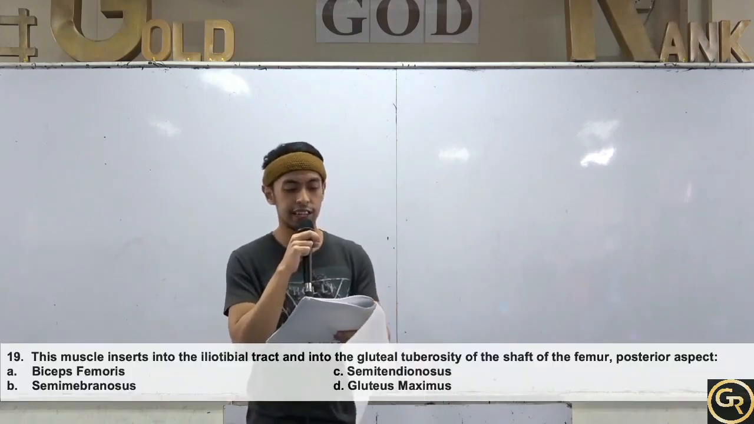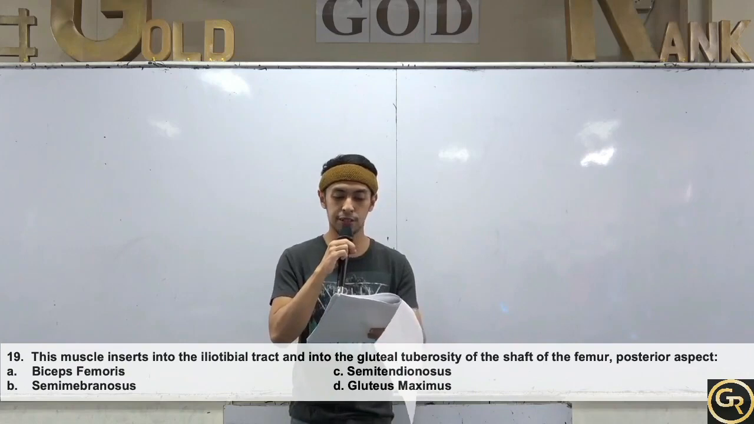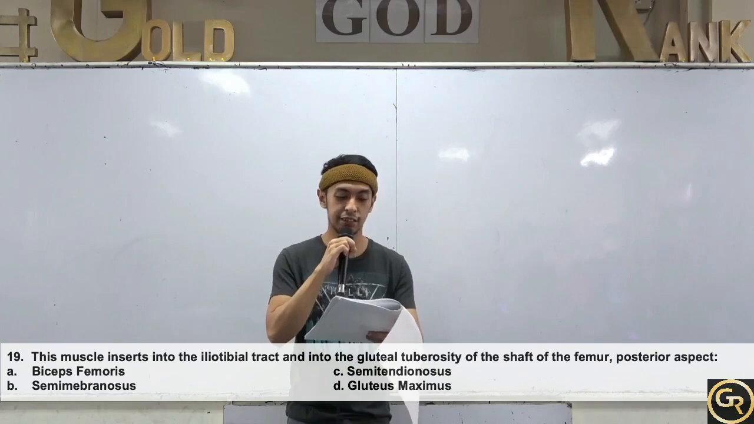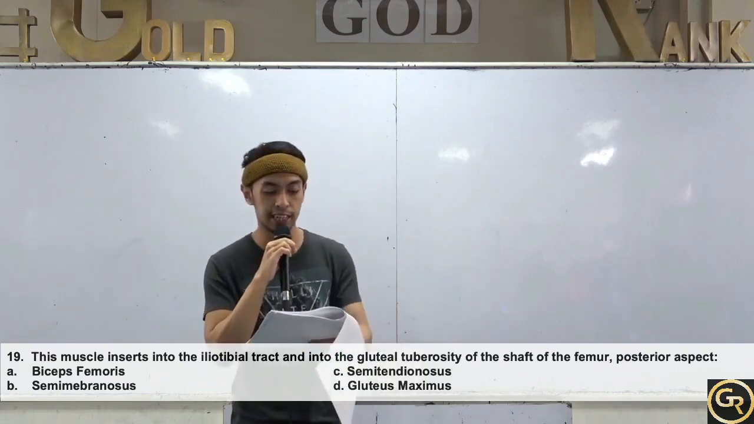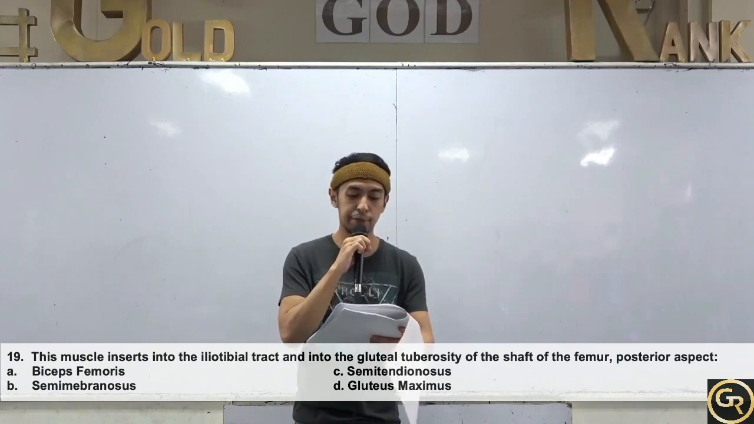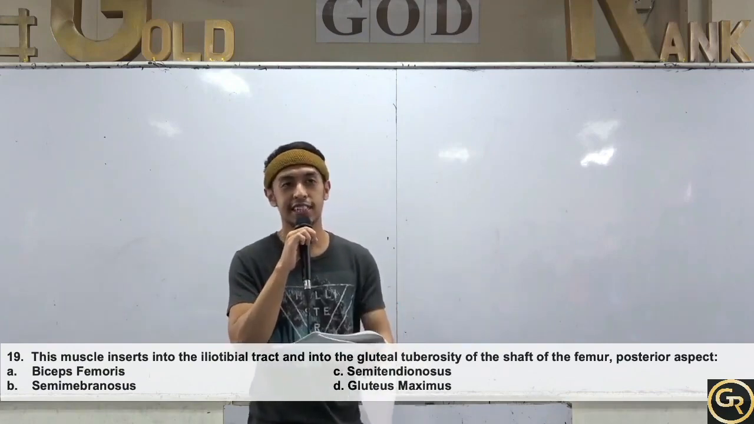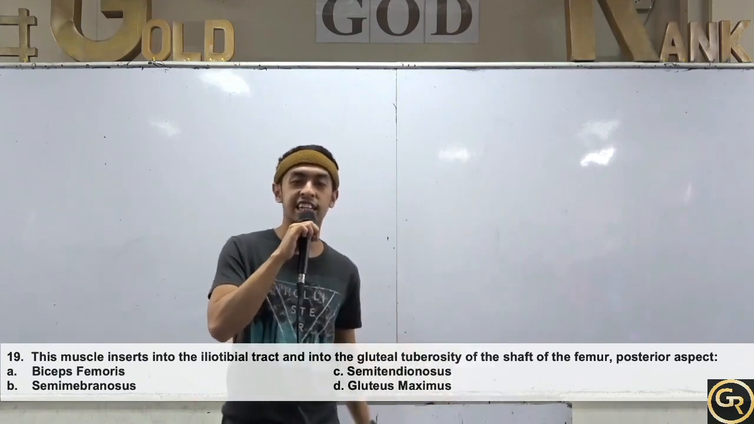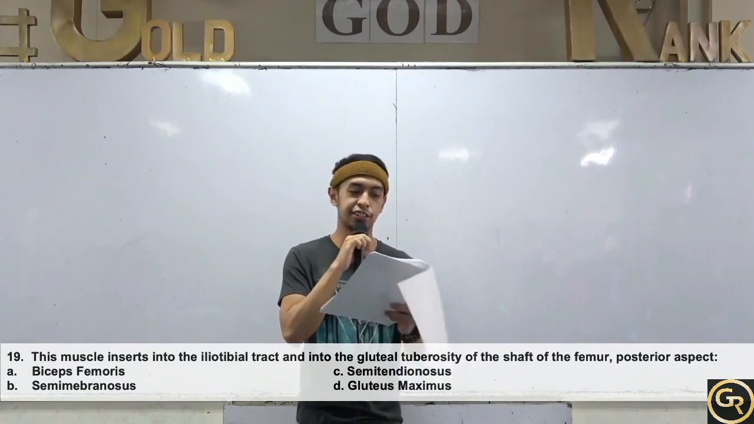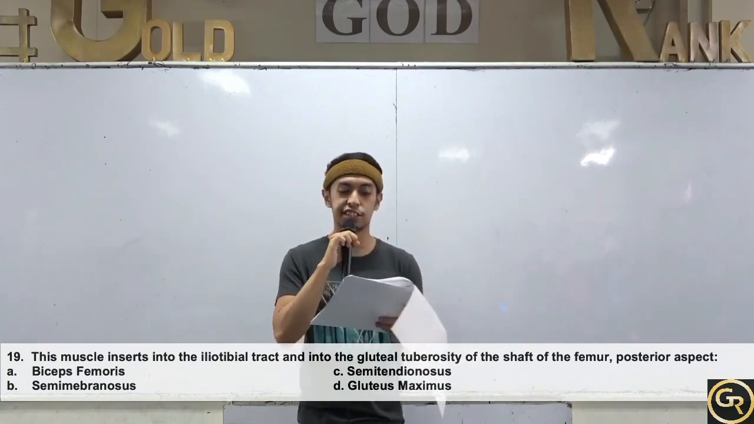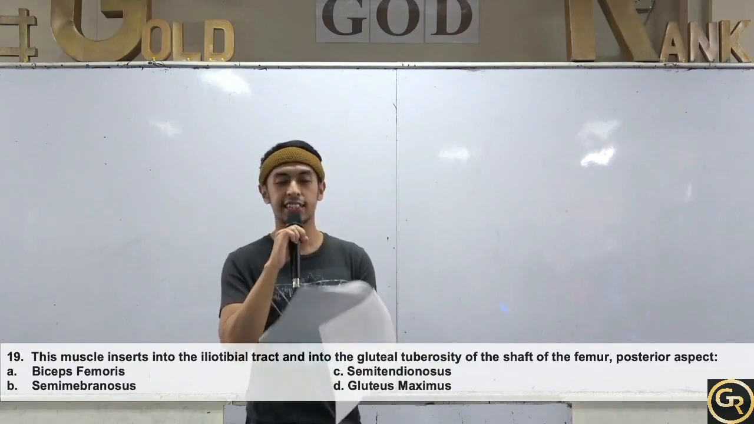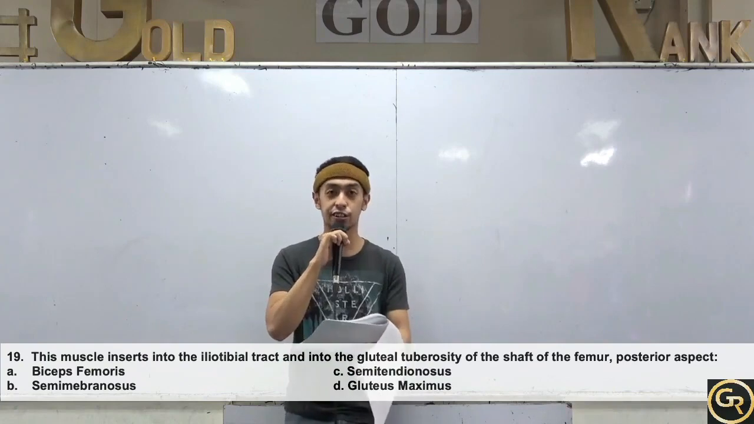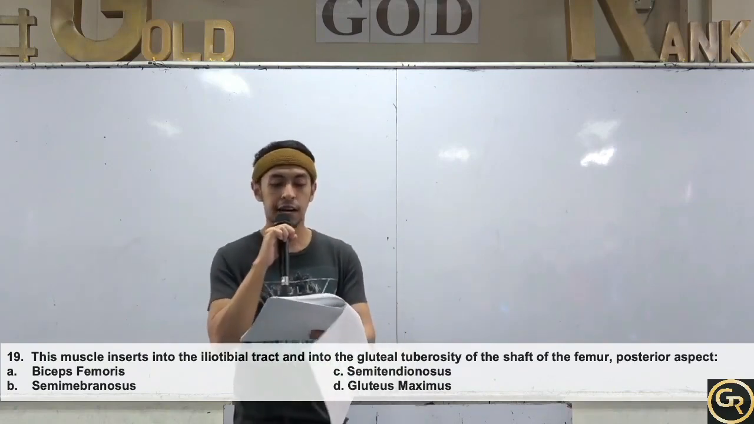This muscle inserts into the iliotibial tract and into the gluteal tuberosity of the shaft of the femur, posterior aspect. Okay, tingnan nyo kaagad yung mga muscles nyo na naka-enumerate dito. Okay, your A, your B, and your C are all hamstrings. Tama po ba? And your hamstrings would be inserting at the level of the knee joint. Okay, hindi na po sa hip joint. So the only muscle here that would insert both in the iliotibial tract and at the same time at the gluteal tuberosity of your femur, okay, would be your letter dog. Tama po ba? It's your gluteus maximus.